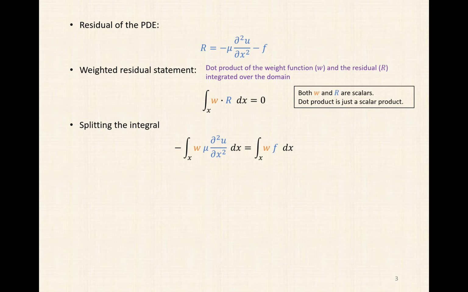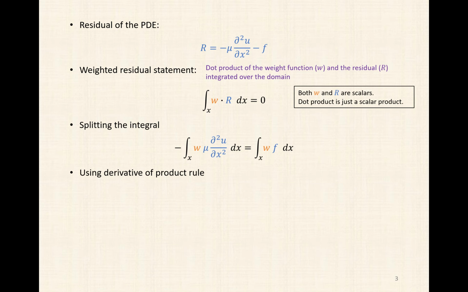So what we do is transfer one derivative. We have two derivatives on u, and we are going to transfer one derivative from u to w. In that way, we weaken the derivative on u. So how do we do this? We do this by using the derivative of product rule.